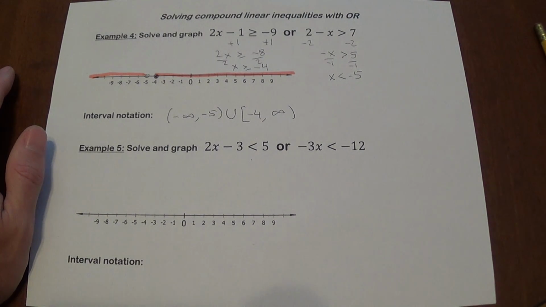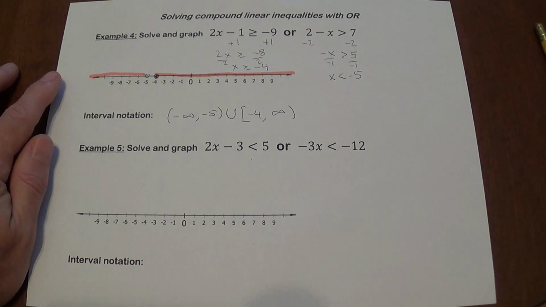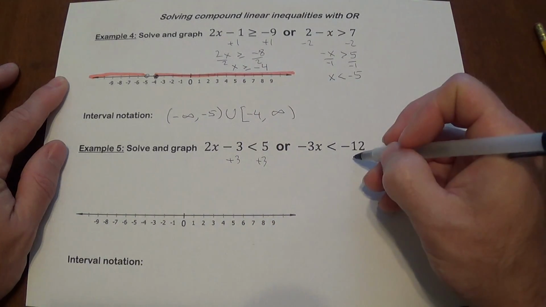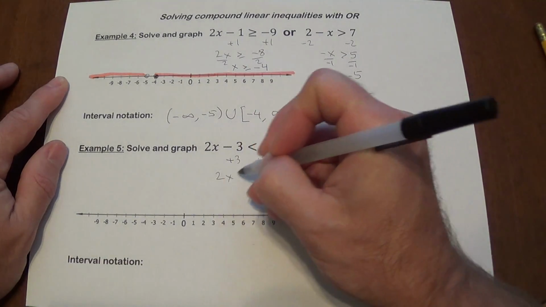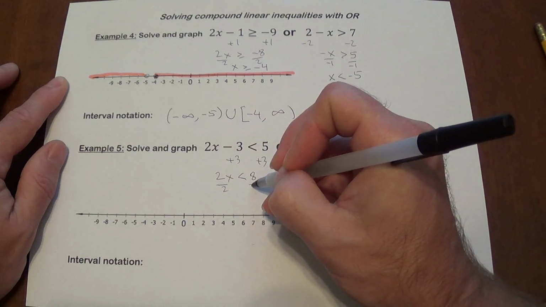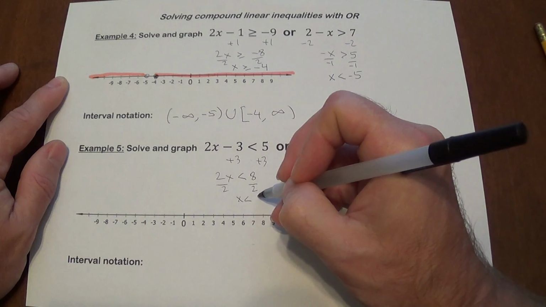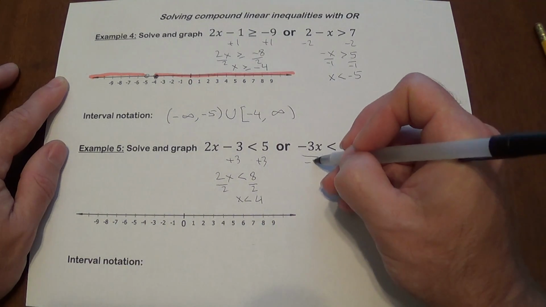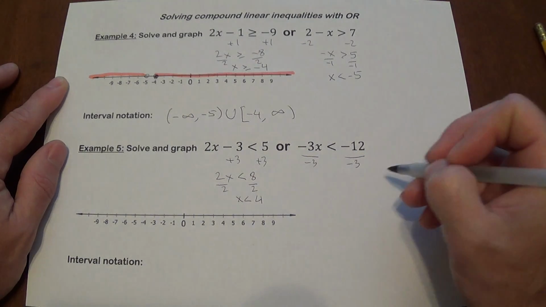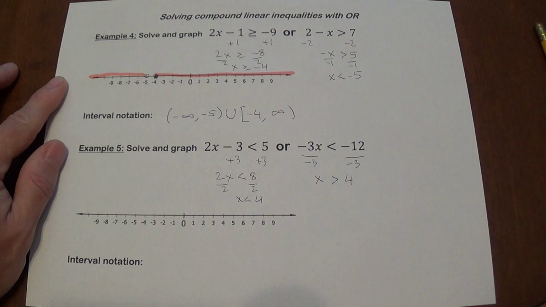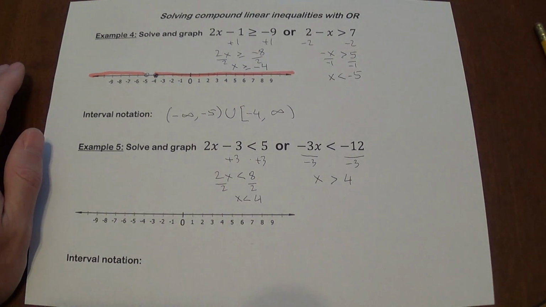And the last one here, we're going to add 3, and that's going to give us 2x is less than 8. Divide by 2, positive number, so x is less than 4. Here we're going to divide both sides by -3, which means we have to flip the sign, so x is greater than 4. So we have x is less than 4 and x is greater than 4.